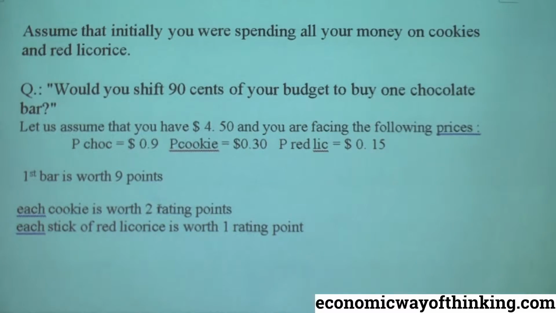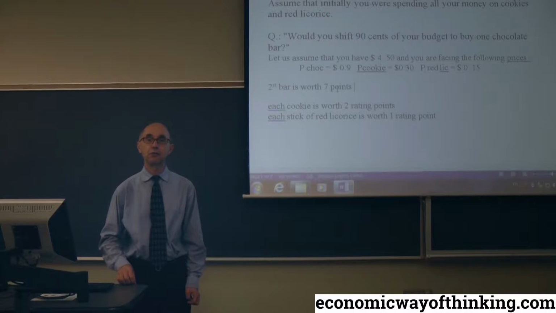Now let's continue the experiment and see if you will be buying the second bar. The second bar, if you remember, is worth 7 points. So what will be the cost to you to get the second bar? You will be losing, again, 3 cookies, which is worth 6 points. You're gaining 7 and losing 6 points. So you make the decision, yeah, I will be better off, and I will be buying the second bar.